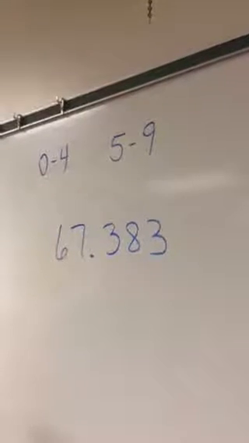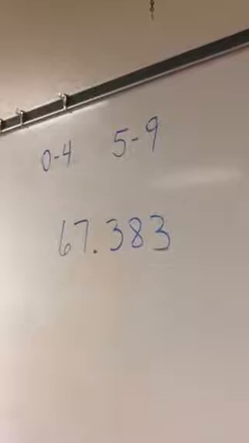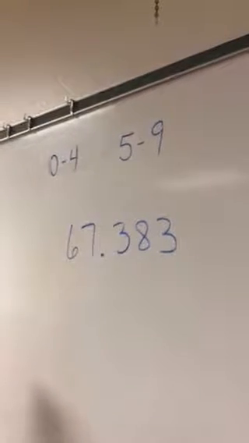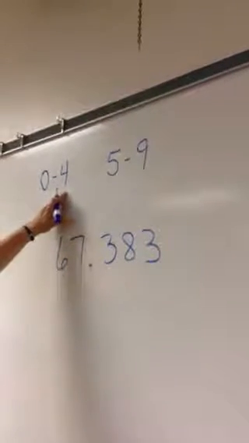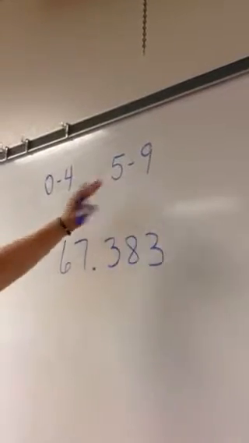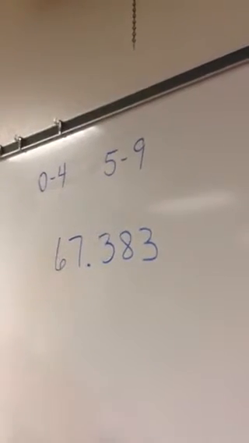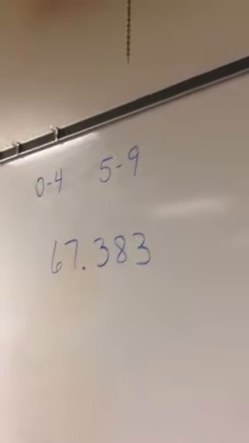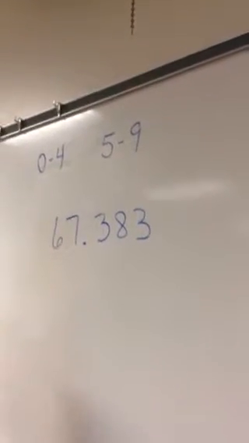We are going to practice rounding decimal numbers today. So what I've done is up here on the board I've put some things that I need to remember as I am rounding: 0 through 4 and 5 through 9, and I'll explain that as I go along. So the first thing you have to do is look at the directions and see where you're actually rounding to.